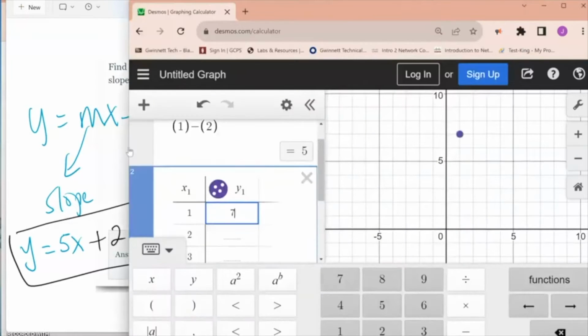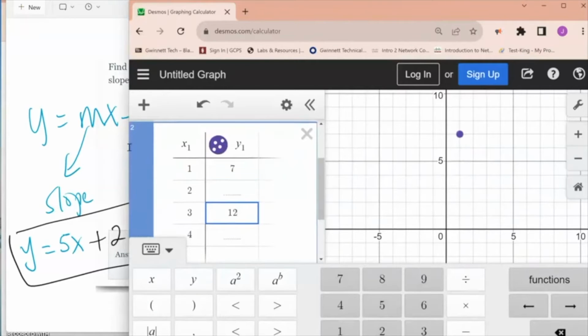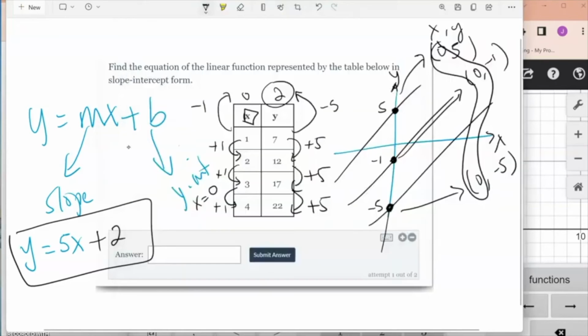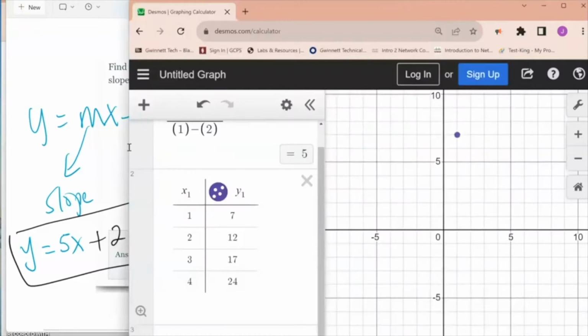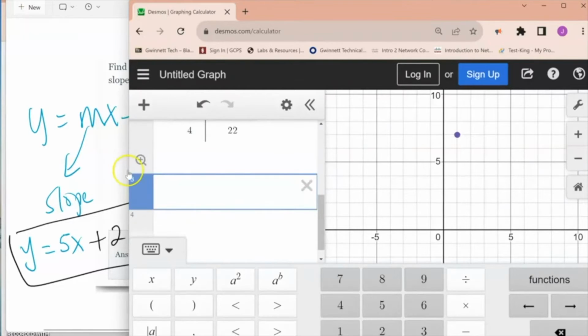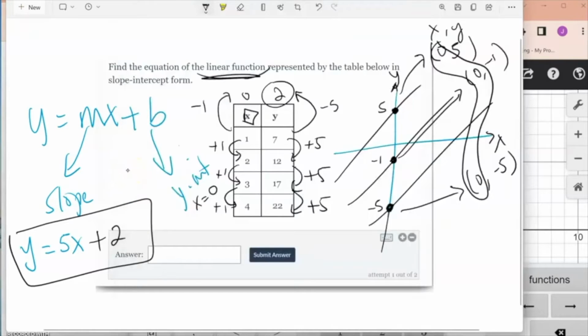7, 12, 17. What was that one? I think it was 22. All right, make sure you copy the table correctly. All right, once you have that in, because I know it's linear, why do I know it's linear? Because they tell me it's linear. All right, linear must look like this, right?